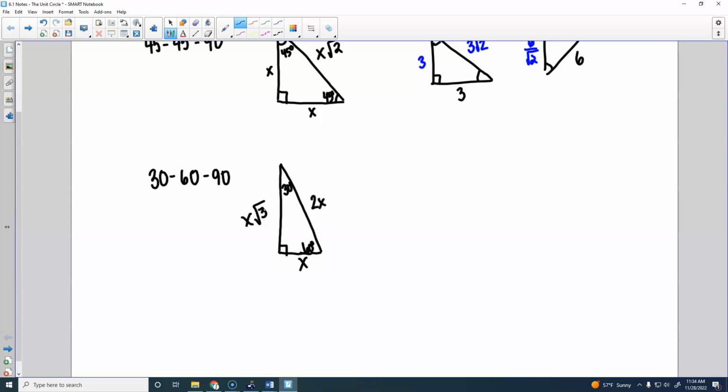And we are kind of out of time to continue with that. So we will finish up these notes and work on actually using the unit circle tomorrow.